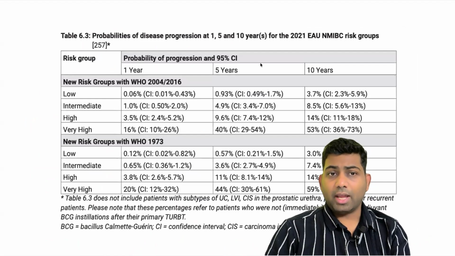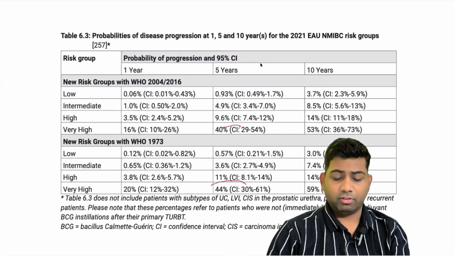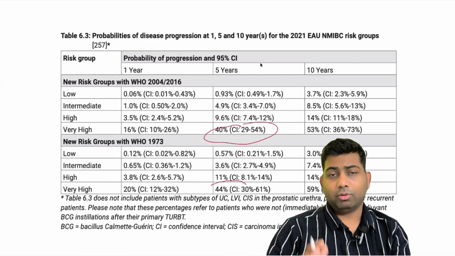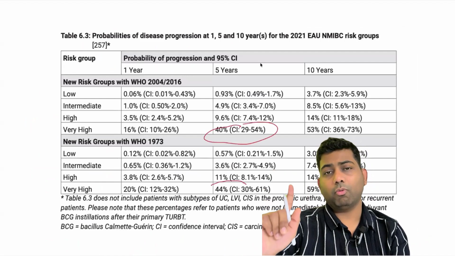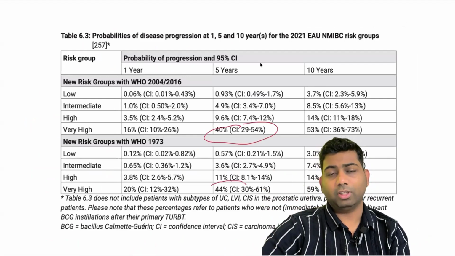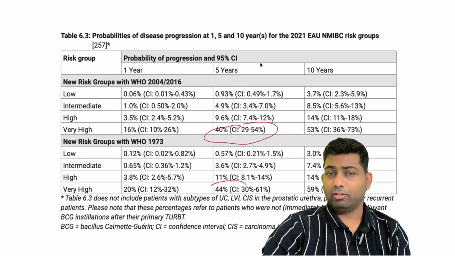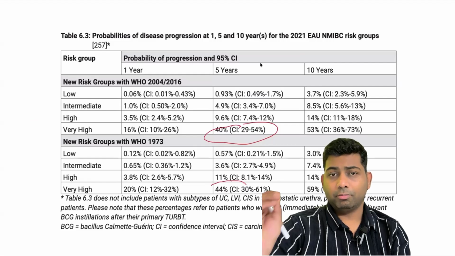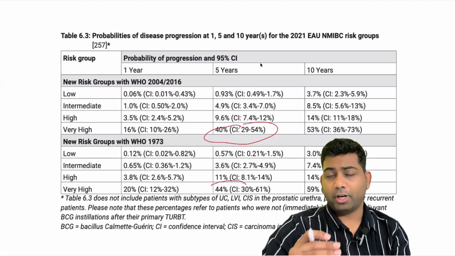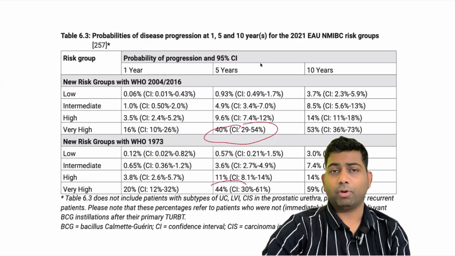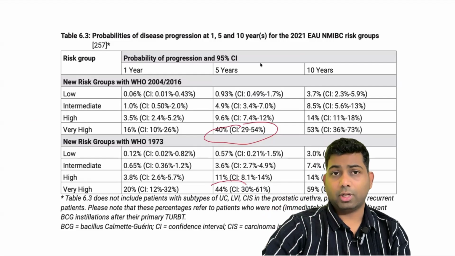Let us go back and look at this EAU table. For the EAU very high risk group, what is the 5-year progression rate? In the very high risk group, it is 40%. So this is how you can remember one thing and apply it to all your MCQs and Viva scenarios. No need to go through a lot of numbers. Keep things clear and concise, and know what actually predicts the recurrence and what actually predicts the progression of the tumor into the next stage, the muscle invasive stage. I'm sure that things will be easier for you.